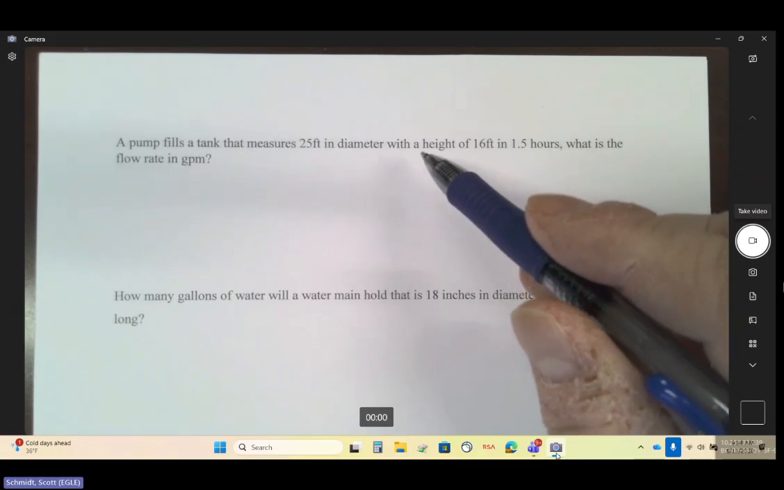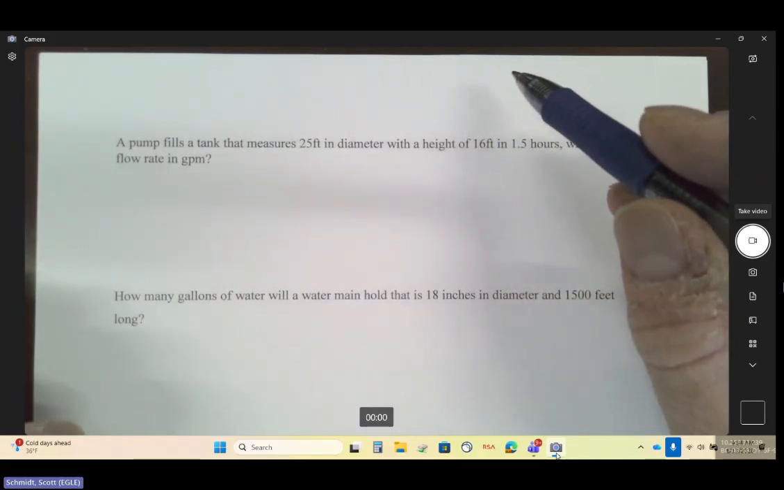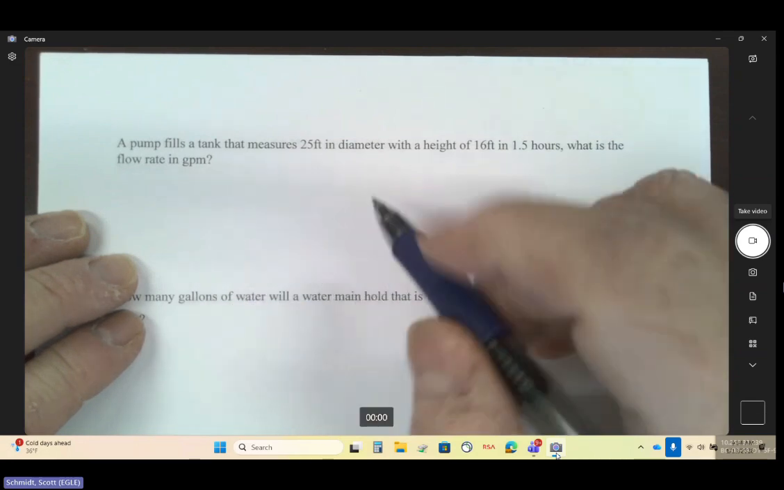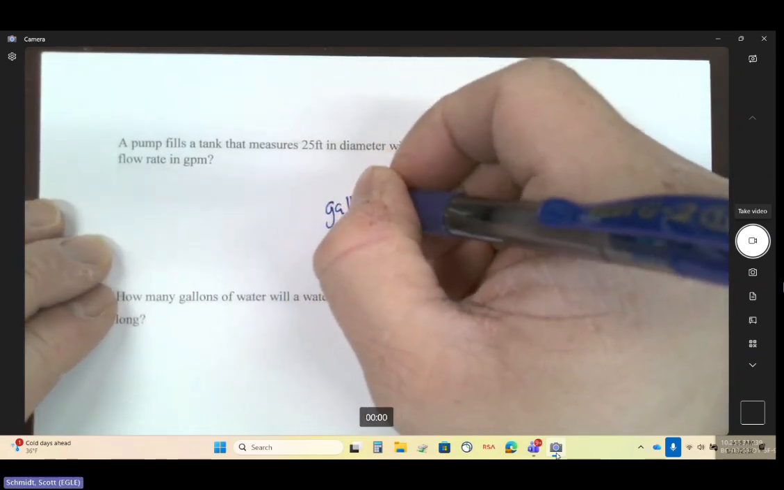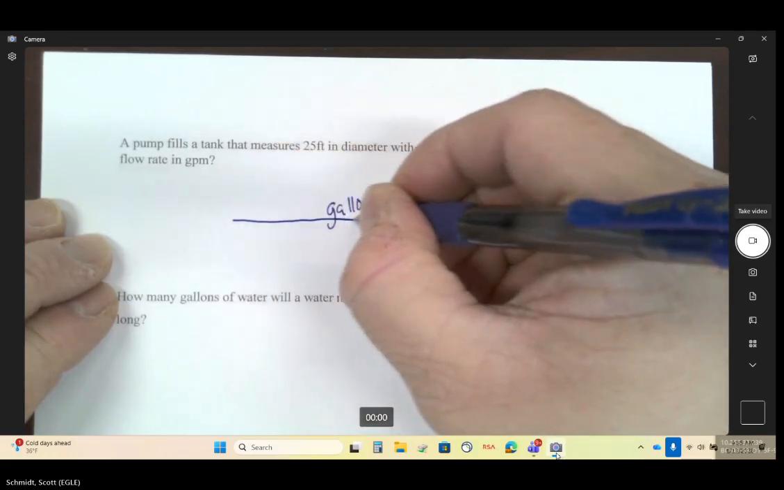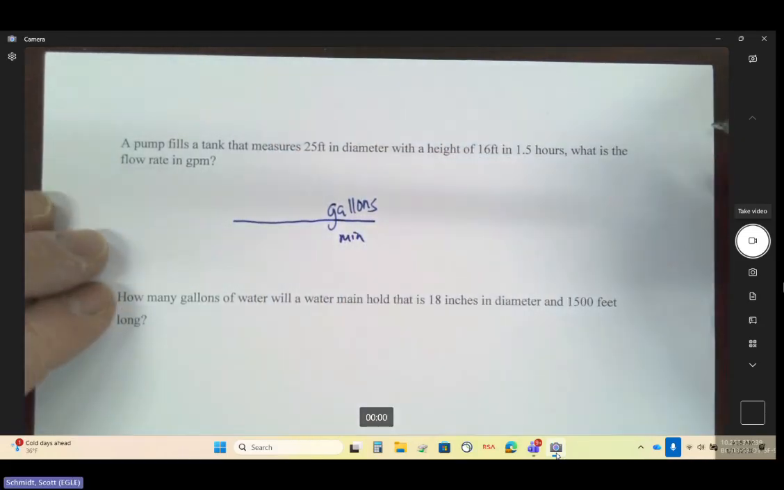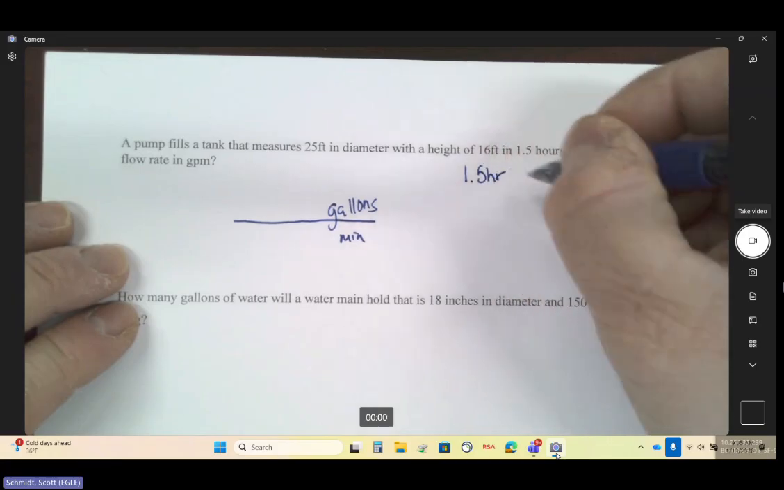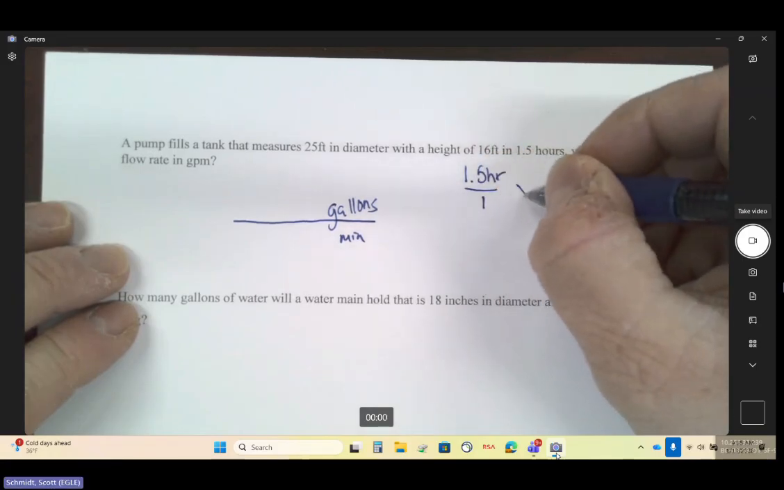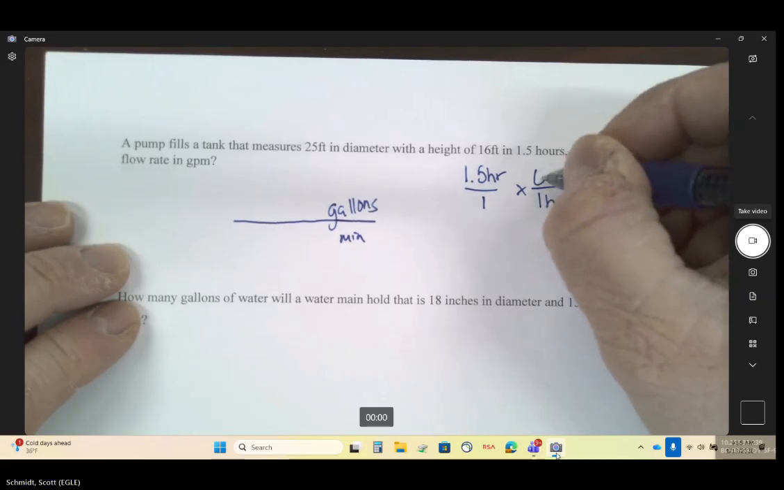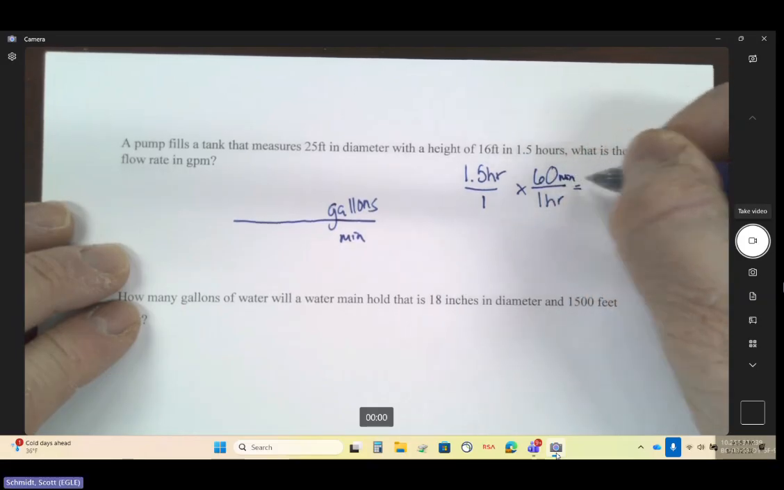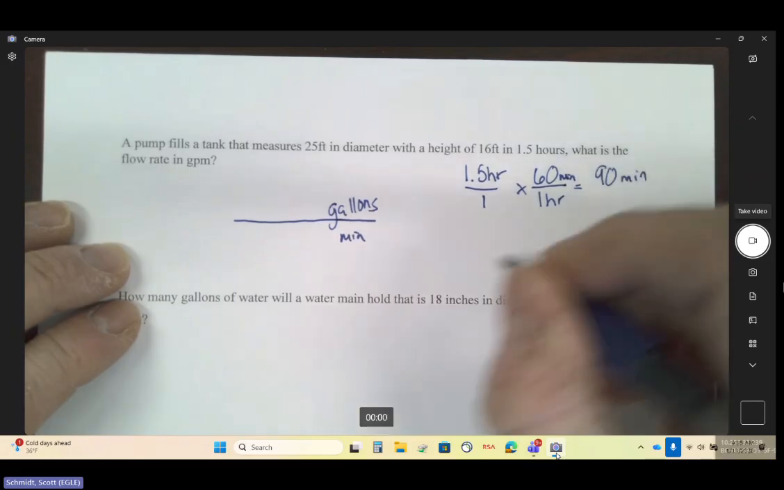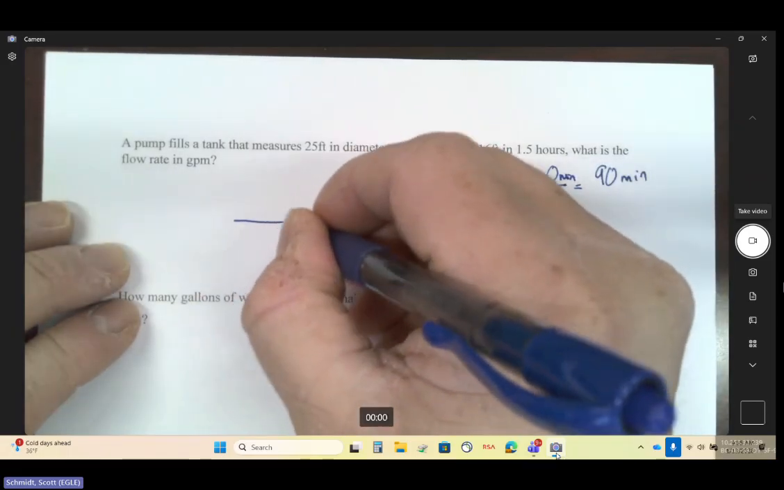The reason I say that is because the flow rate itself is based on gallons per minute. If I write that out as a unit, gallons per minute, do I know how many minutes this was? I can convert my hours to minutes: 1.5 hours up top, 1 hour here, so we're essentially multiplying by 60 minutes. 1.5 times 60 gives me 90 minutes. So it took us 90 minutes to fill this, and we put 90 minutes here.